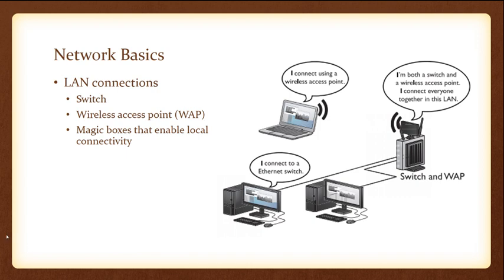As you look at this graphic, these two desktop computers can connect with an Ethernet switch. They hardwire into the device. But then this laptop over here doesn't have a hardwire, it's wireless. So they can connect using a wireless access point. And this one box over here is both a switch and a wireless access point, and they connect everyone together in this LAN.